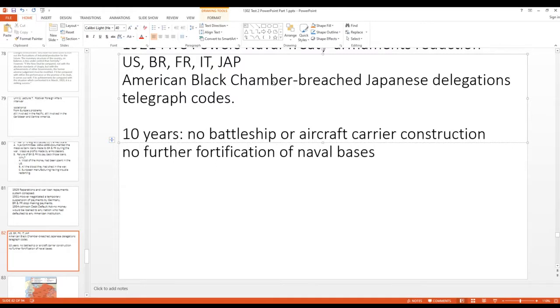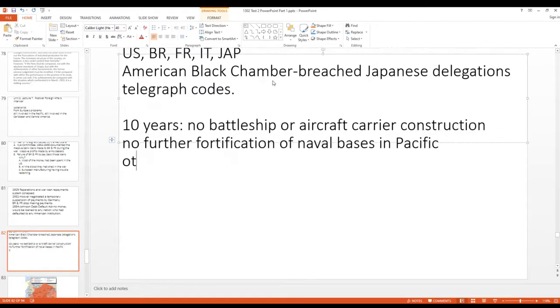They also agreed for no further fortification of naval bases in the Pacific. Okay. Now, as for other types of ships, because again, only battleships and aircraft carriers are completely forbidden. For other types of ships, they agreed on a tonnage ratio.